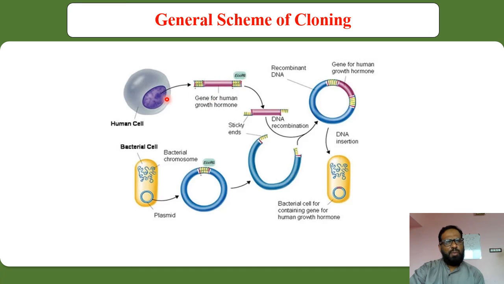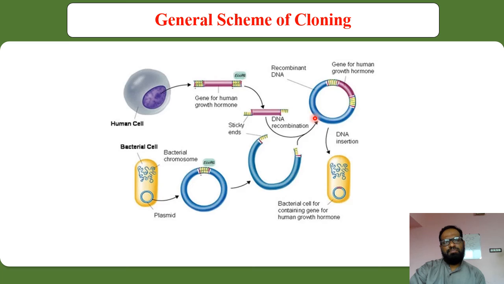You have taken the genomic DNA, you extracted the genomic DNA and digested it using EcoR1, because the same enzyme is going to be used to cut this plasmid also. Once that is done, now you are going to insert this human growth hormone gene into this plasmid. That is what you have done.